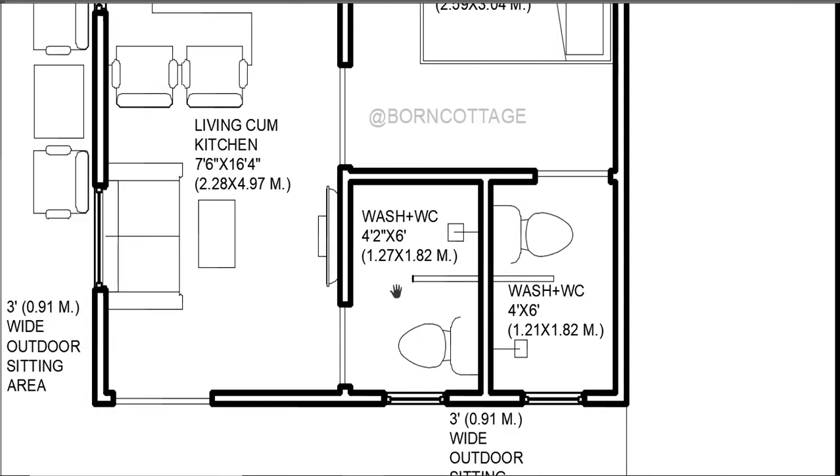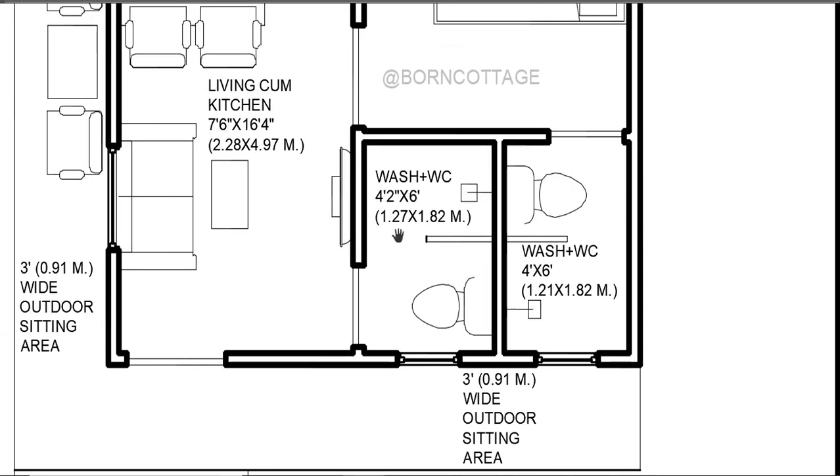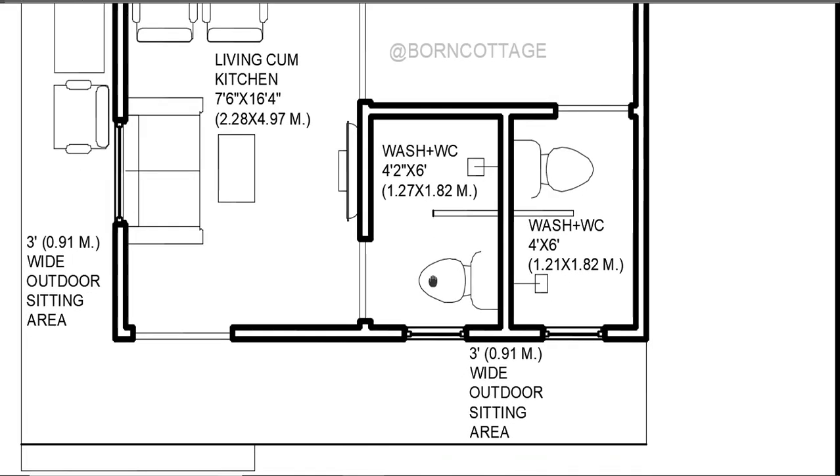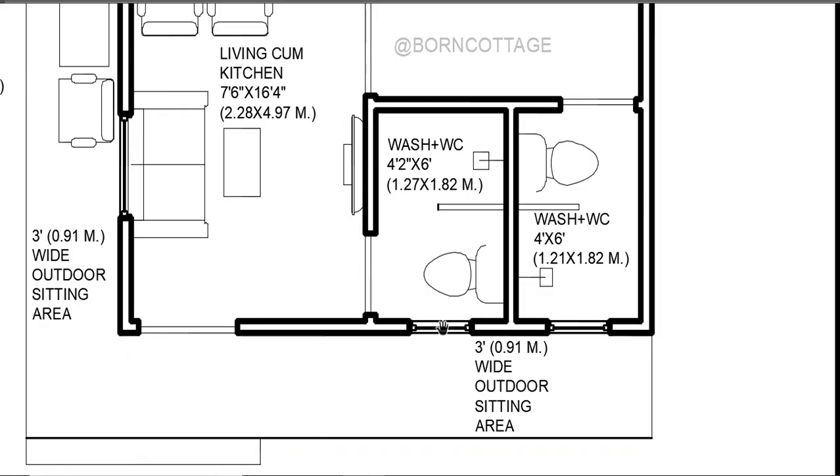So we have a common washroom plus water closet here. The size of the washroom is 4 feet 2 inches into 6 feet, in meter 1.27 into 1.82 meter. You can see here the water closet arrangement, shower area arrangement. Water closet and shower area both are separate, and we have a ventilator for ventilation of this washroom.